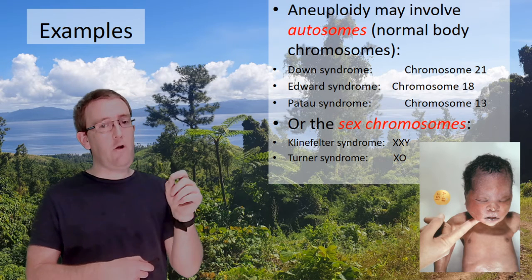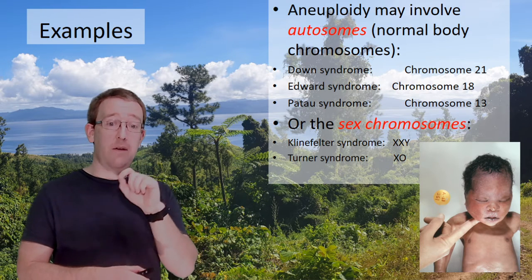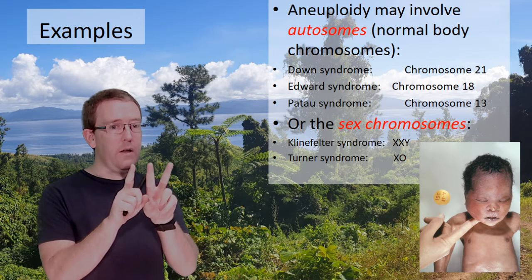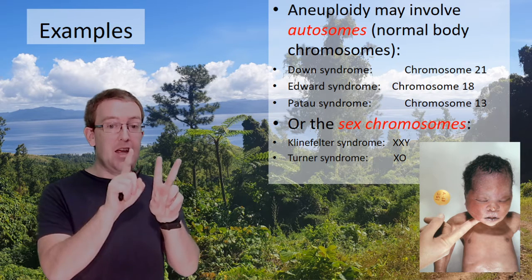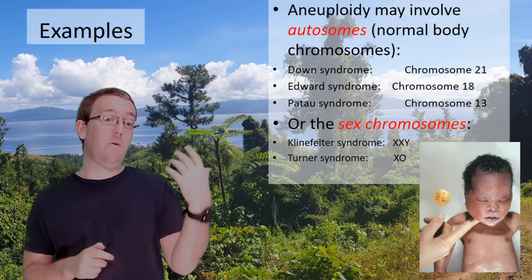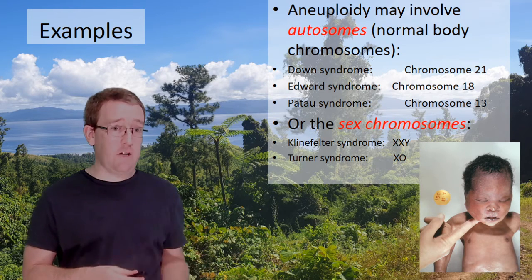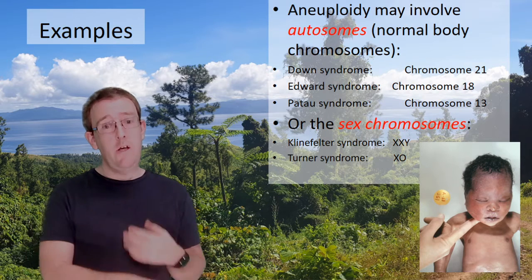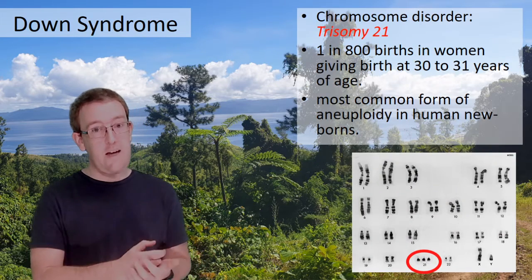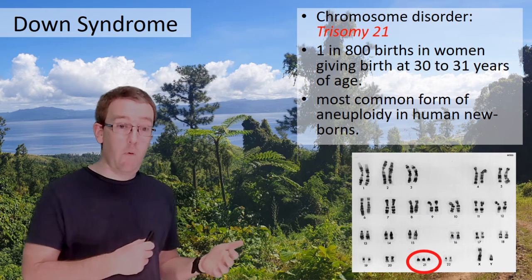Or you can get aneuploidies of the sex chromosomes. So having 2 X's and a Y, as opposed to 2 X's or an X and a Y, is called Klinefelter syndrome. And having 1 X and nothing else is called Turner syndrome. And these are going to affect secondary sexual characteristics, fertility, and so on. But as I say, the most famous one is of course Down syndrome, a triplet at chromosome 21.